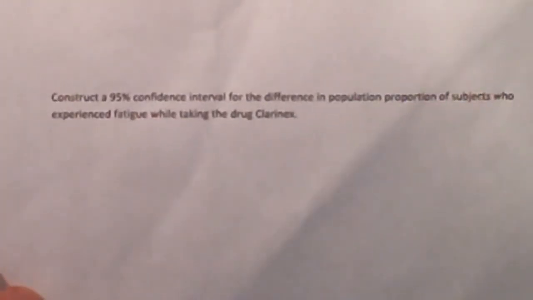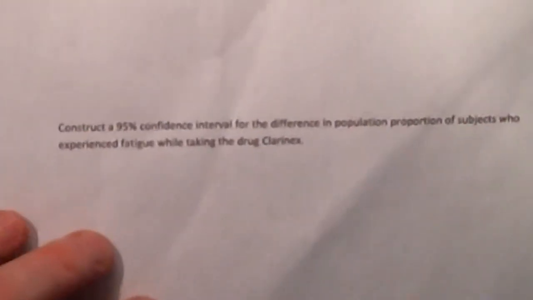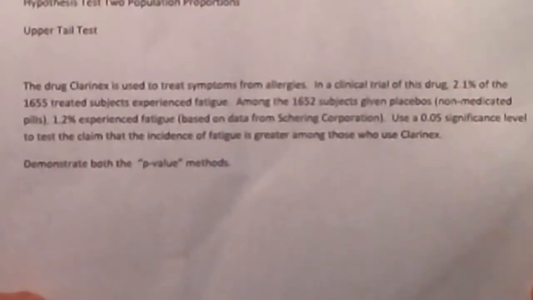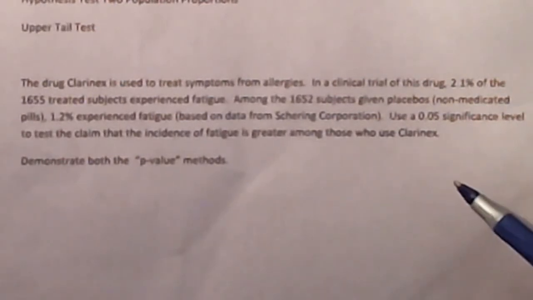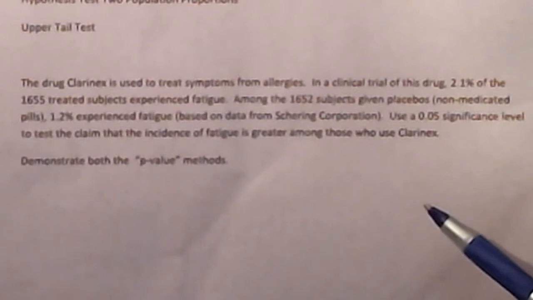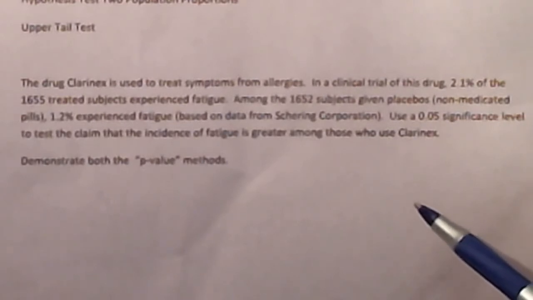All right, one last example here. This is an example of an upper tail test, a hypothesis test involving 2 population proportions. And this is how it reads. The drug Clarinex is used to treat symptoms from allergies.